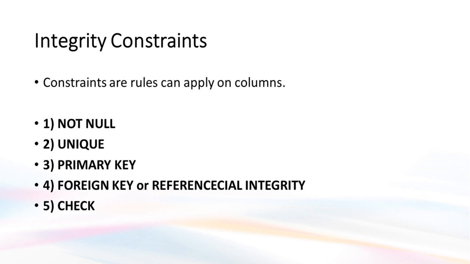If I define a column as a primary key, that column should not have any null values, and also each and every value will be unique. This is basically a combination of not null and unique. And if I define a column as a foreign key or referential integrity, that column is referencing some other table column. That's basically establishing the connection between two or more tables.